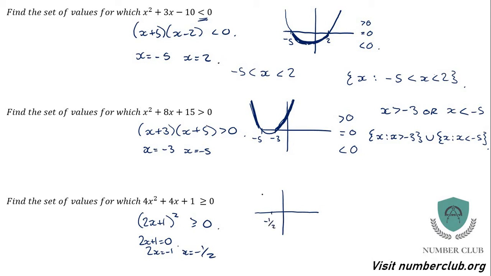Negative a half. Okay, we note that we've got a U shape. It goes like that. When is that going to be greater than or equal to 0? Well, it will be for absolutely every single value of x that you could come up with. So x just exists within the real numbers, or x can be any value.